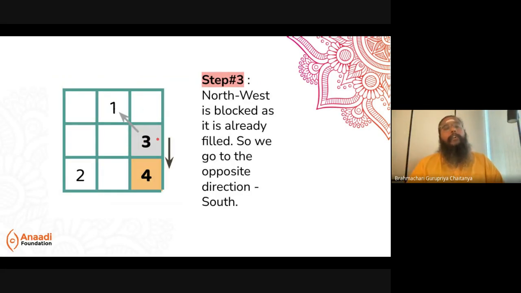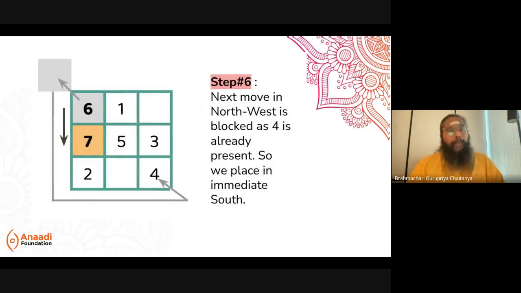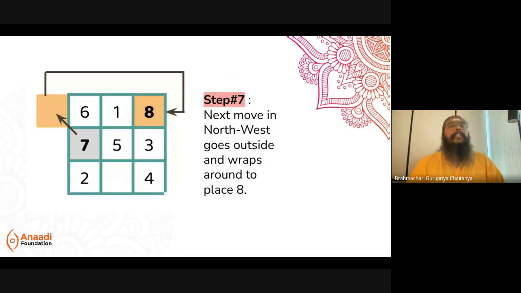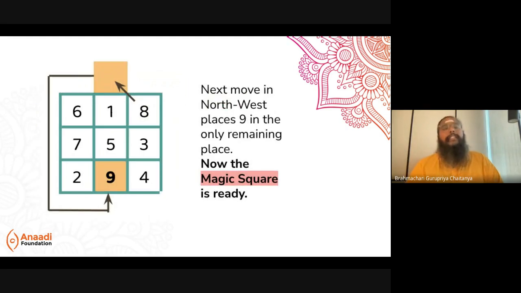3, again northwest direction, I am blocked. So immediately go south direction, put 4. Then put 5 in the same northwest. 6 northwest. 7, I'm blocked in the northwest. So I come down south. So 7 I put there. Continue northwest. It wraps around, comes here 8. Continue northwest. Comes to 9 here. Again 6 plus 7, 13, 13 plus 2, 15. 1 plus 5, 6, 6 plus 9, 15. 8 plus 3, 11, 11 plus 4, 15.